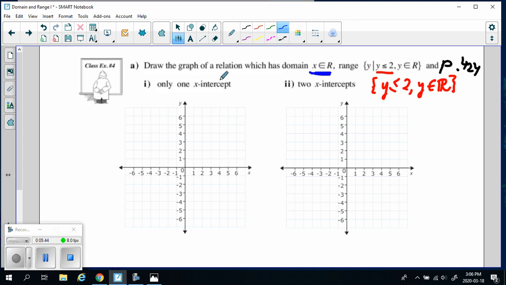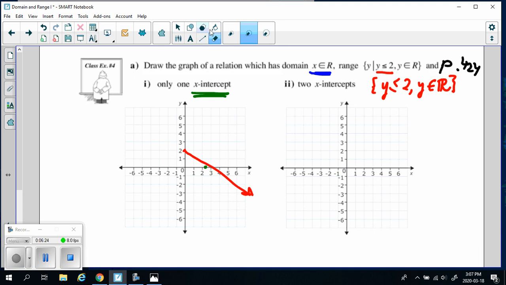So they want us to draw a graph that hits all the values of x, but only hits the values of y that are 2 or less. And it only is allowing us to have one x-intercept over here, so not 2. It doesn't tell us where the x-intercept is supposed to be, so it doesn't actually matter where you put the x-intercept. Like, I could put it here, and then I could draw a graph that hits everything below that. But the problem with this graph is that it doesn't actually hit all of my x values over here. So this is not the graph that we're looking for.